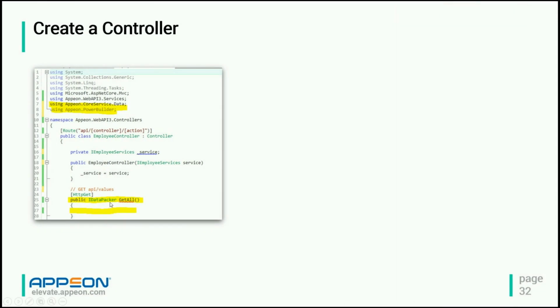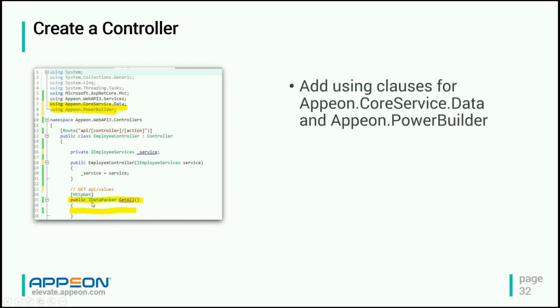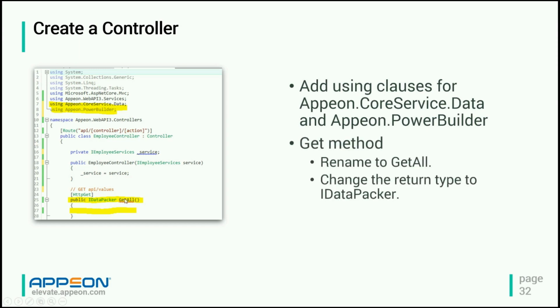Now I'm going to take that original get method that they provided in the template code. I'm going to change that to GetAll, because that's what I happen to call my method in the service layer. And I've got a couple more using clauses here because I'm going to be using some more of these PowerBuilder specific types. For example, this iDataPacker comes out of the Appeon core service library. So I've modified that to return iDataPacker rather than whatever it was originally returned, and renamed the method. And I took out the code that was originally here where it returned a string value.